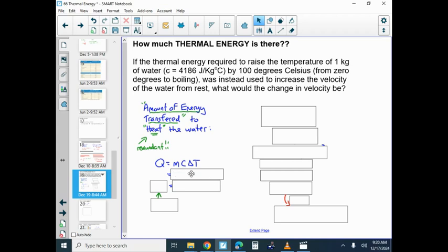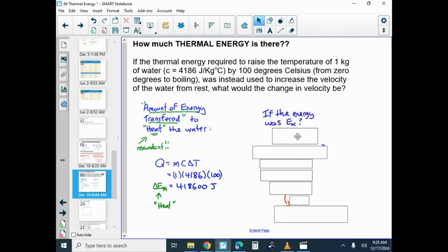So if we had Q equals mc delta T, we've got a mass of 1, we've got the specific heat capacity of water, and we've got that temperature change of 100, bringing it from 0 all the way to boiling. So if we calculated that, we'd have this many joules of energy, fair number of joules, okay? So what is that, 418,600 joules. If we now said, okay, what if that energy was kinetic instead? We're literally just saying that amount of energy is kinetic energy. What would the velocity be?